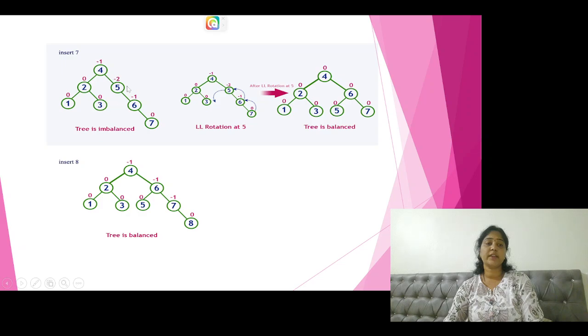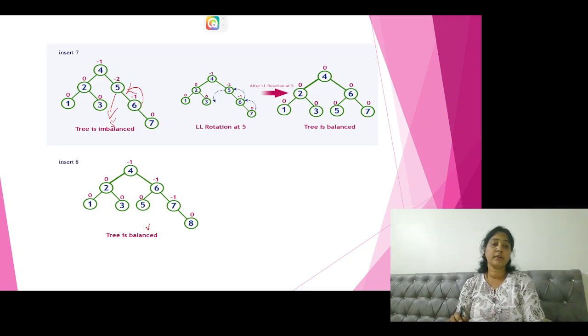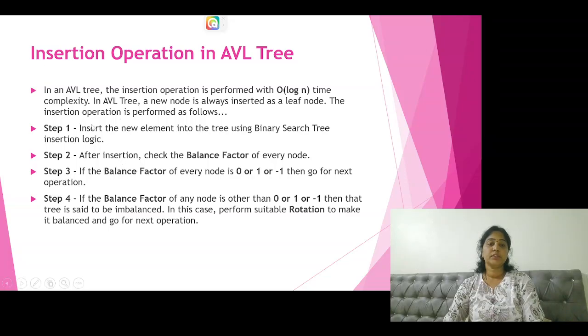When you insert 7, again it is violating the rule here. So LL rotation. LL rotation means here 6 will be here, 5 will come here and 7 will be here. So you will get this tree. Now when you check the balance factor, it is balanced. When you insert 8, everything is balanced. If it is violating the rules, you balance it. So this is how we insert.